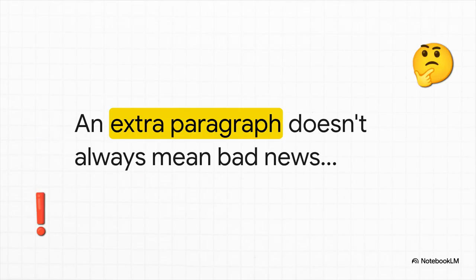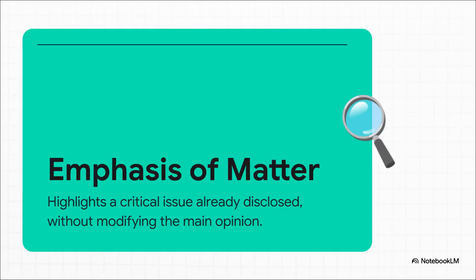But hang on, it's so important to understand this next part. Not every single extra paragraph you see in an auditor's report is a red flag on their main opinion. There's a really important distinction we have to make here. And that distinction is called an emphasis of matter paragraph.